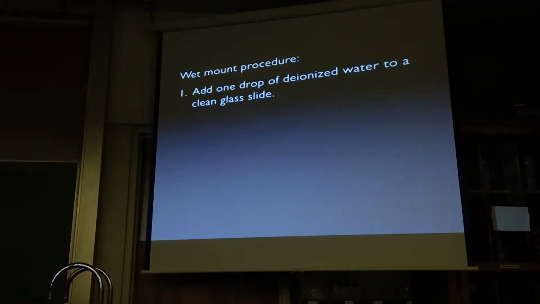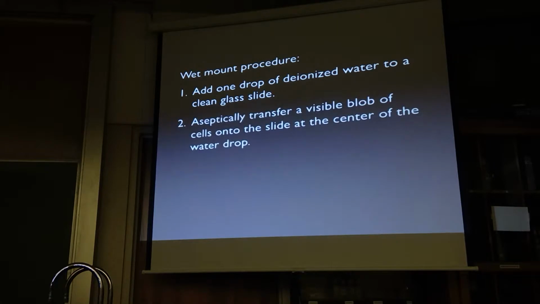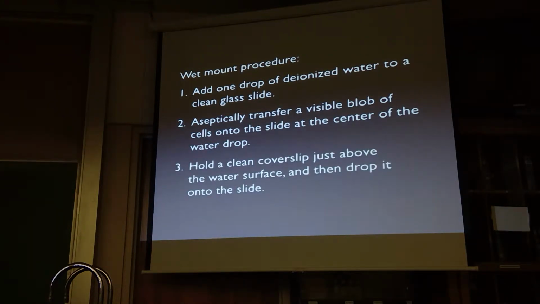To make a wet mount, you want to put a drop of deionized water on the slide. The deionized water is in this little plastic gizmo. So put a drop of that. Pick up then a visible amount of your bacteria and put that visible blob right in the middle of the water drop. Then you're going to take a cover slip, and instead of tipping the cover slip and trying to push the bubbles out from under the slide, hold it parallel to the slide surface and drop it. So when it goes down, hopefully you will catch bubbles under the cover slip.